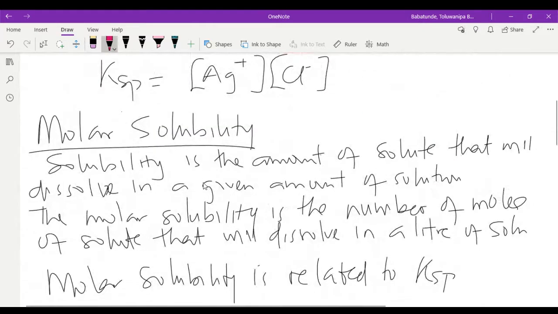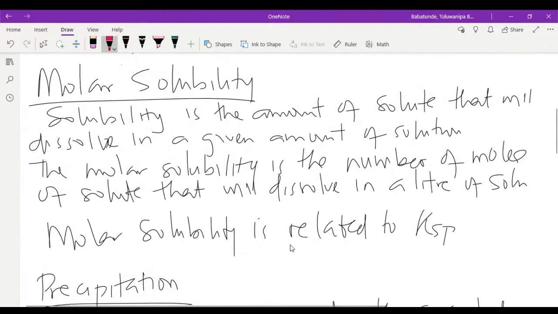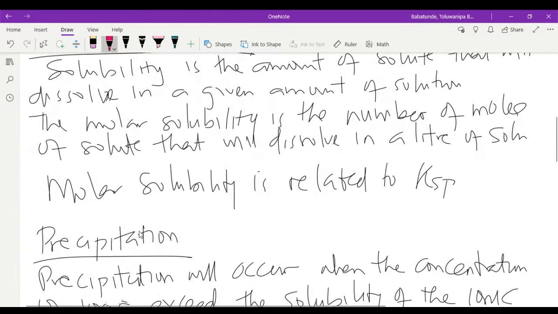So molar solubility is what we want to look at right now. Solubility is the amount of solid that will dissolve in a given amount of solution. The molar solubility is the number of moles of solute that will dissolve in 1 liter of solution. So we are going to consider the molar solubility, because molar solubility is related to Ksp.